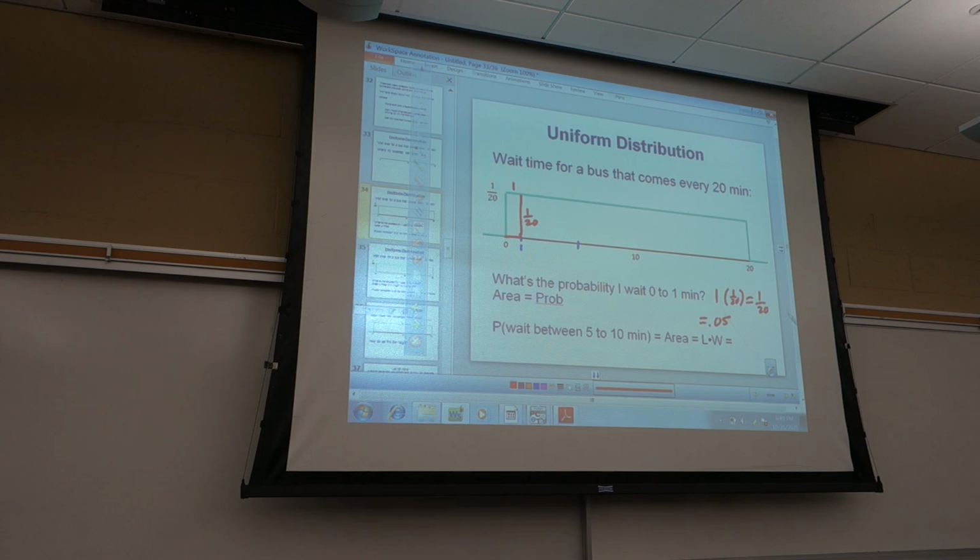Wait, so this one's, I don't think this is on your sheet. So what's the probability that I wait between 5 and 10 minutes? 5 to 10 minutes? 25%. What's my height? 1 over 20. So is everyone drawing this in on your sheet? Find your height. I've given you the height. Find your length. Find your area.